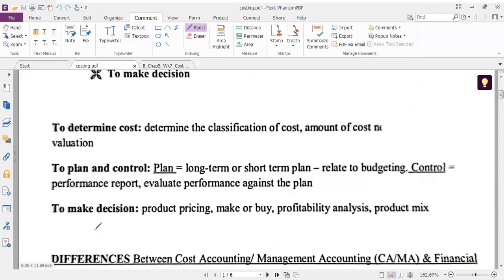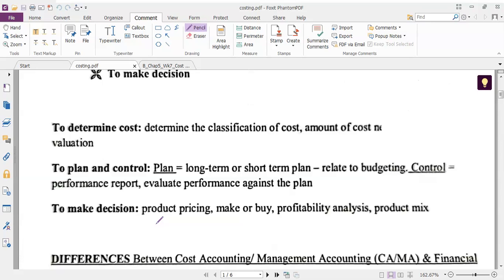But for decision making, we want to make a decision on product pricing. How much is the cost of that product? How much should the price be? What selling price should we set for that product? That is the decision we have to make. Product pricing, for example, and then make or buy.